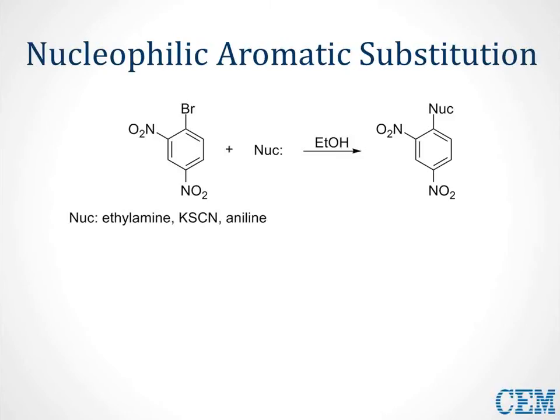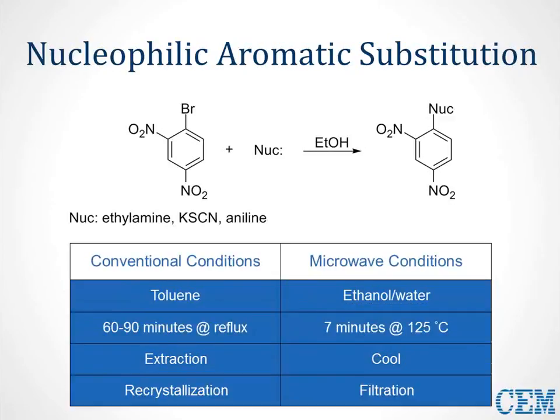The nucleophilic aromatic substitution reaction, again, this is a nice example where there's multiple different substrates the students can be running. Basically this is done with the bromodinitrobenzene and 3 different substrates. You can see here, conventionally, this reaction is done in toluene, and depending on the substrate, it'll take from an hour to an hour and a half at reflux. And of course, then the workup is extraction and then recrystallization of the product.